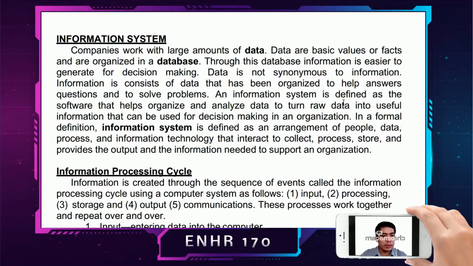So an information system is defined as the software that helps us organize and analyze data to turn raw data into useful information that can be used for decision making in an organization. So in a formal definition, the meaning of information system is defined as the arrangement of people, of data, process, and information technology that interact to collect, process, store, and provide output and the information needed to support an organization.